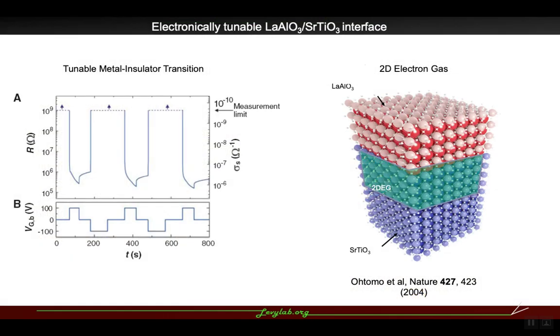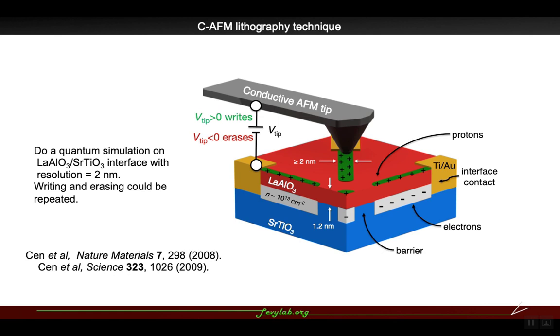So for this interesting heterostructure oxide, it was combined from two insulators, LaAlO3 and SrTiO3. But when they combine together, there comes out a two-dimensional electron gas, and it becomes tunable. It could be tuned by a voltage, and then it can change between the metal and insulator. So we want to do some quantum simulation on this interface.